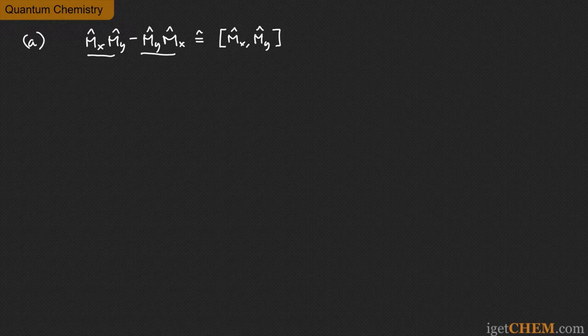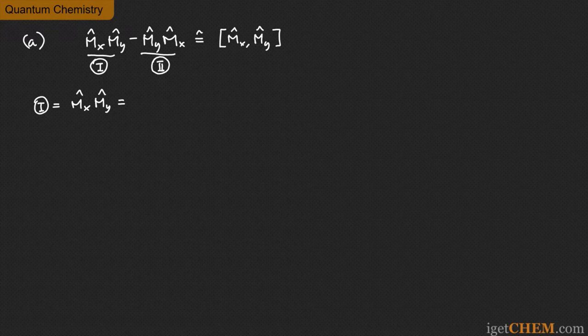So let's do the first one first. I'm going to call the first one Roman numeral 1 and the second one Roman numeral 2, so that I don't have to write it too many times. I'm going to first work out what Roman numeral 1 is. So that's Mx, then My. And now I am going to use the definitions of Mx and My and write that down.